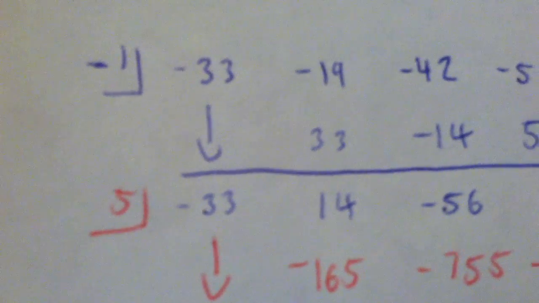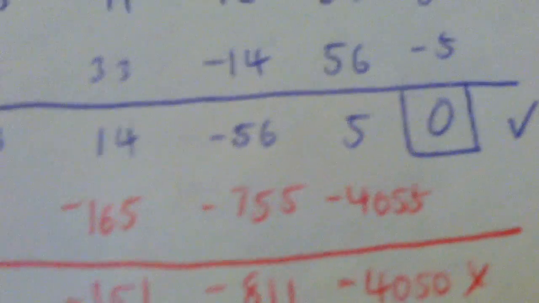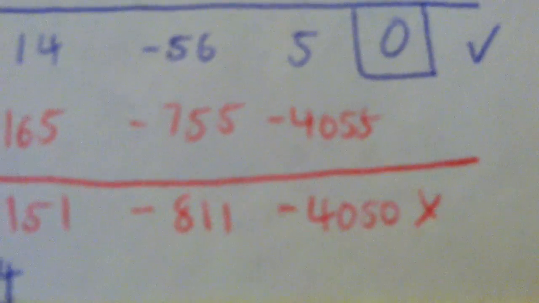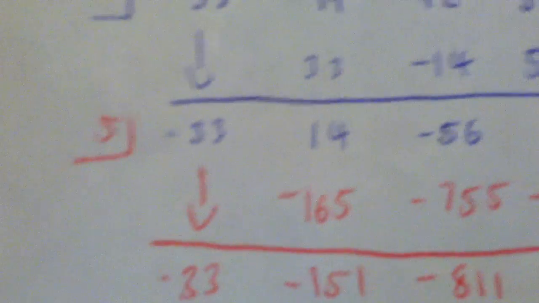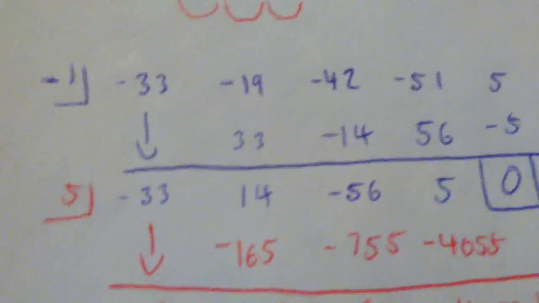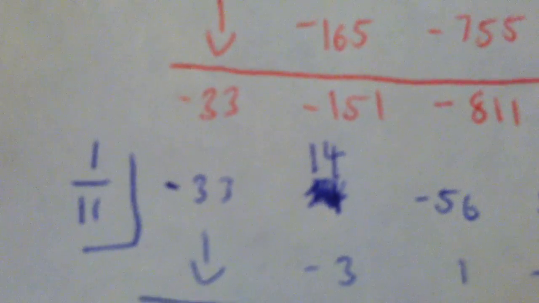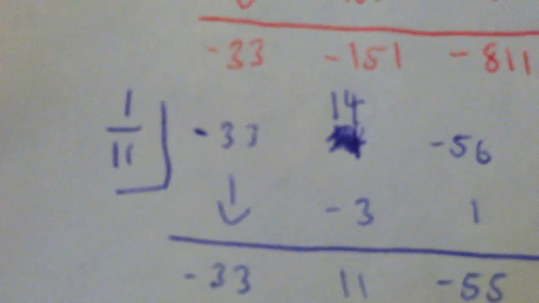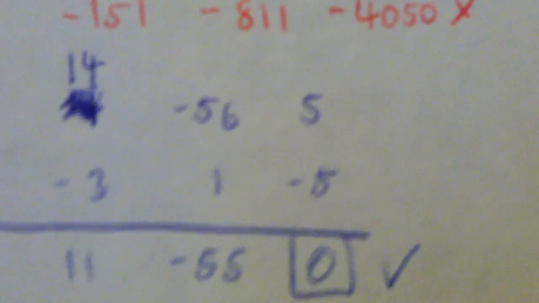And the next number I used was 5, and as you can see, it turned out that it wasn't a zero because the remainder wasn't 0. So this would be a bad example. So you continue on, and I used 1 over 11, a fraction, and in the end it turned out to work because again the remainder was 0.